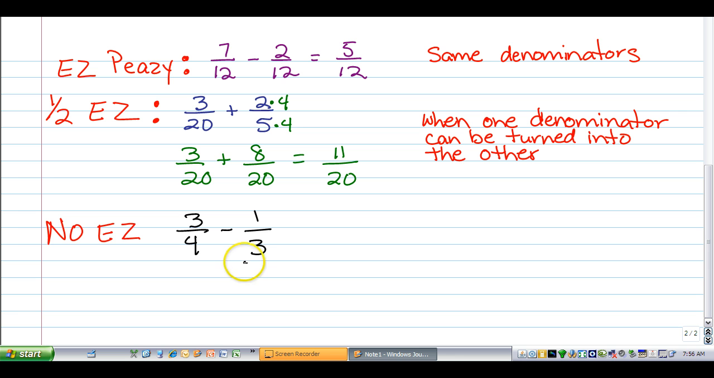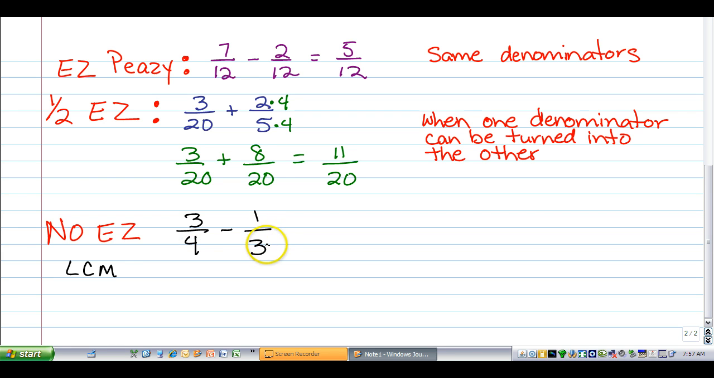Is it a half easy? Can I make one of the denominators turn into the other? 3 times nothing's going to give me 4, and 4 times nothing's going to give me 3. So it's not a half easy. It's called a no easy, which means we have to find the least common multiple. The least common multiple. We've done that before. Okay. Now, if you know your basic facts really well, you can probably look at this and know what the least common multiple is.